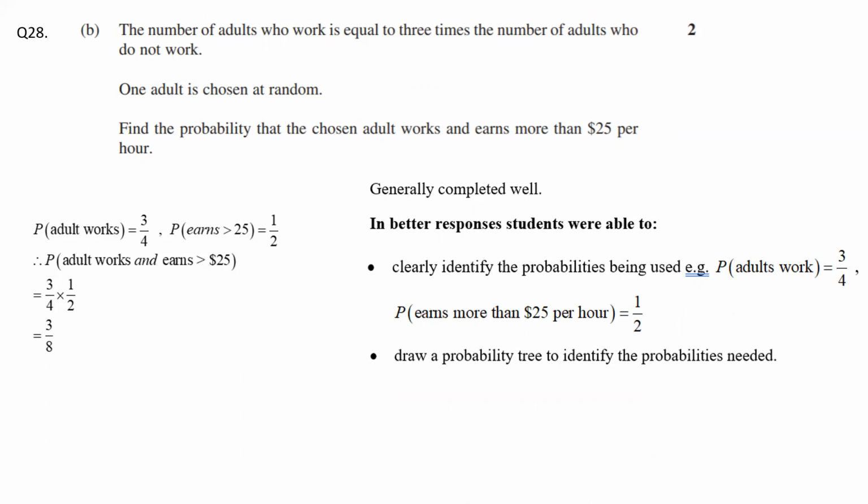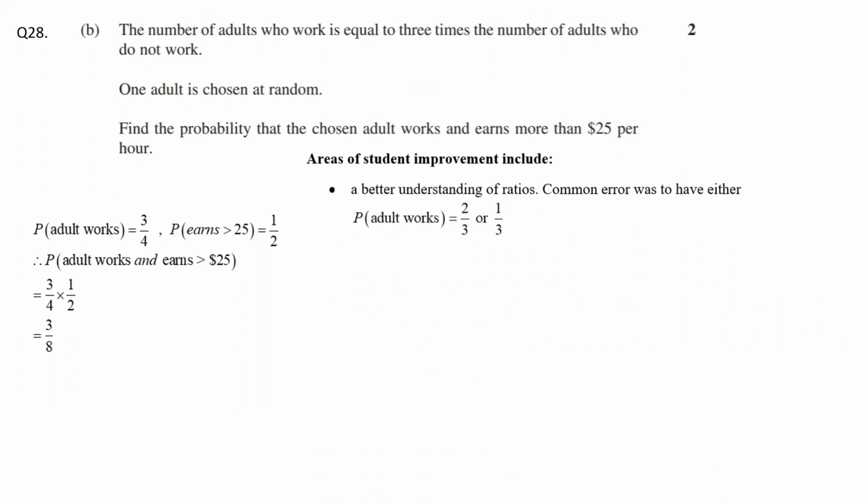Drawing probability trees was a good visual for most students that were doing this. Those attempting it with that diagram found it a really good way of doing it. Having a clear understanding of ratios is obviously something that this question revolved around. So the ones where we needed to improve were a better understanding of ratios. That was a common error. The students saw the 3 times the number, so we're running into 2/3 or 1/3 rather than the 1/4. So the 3/4 and a half.